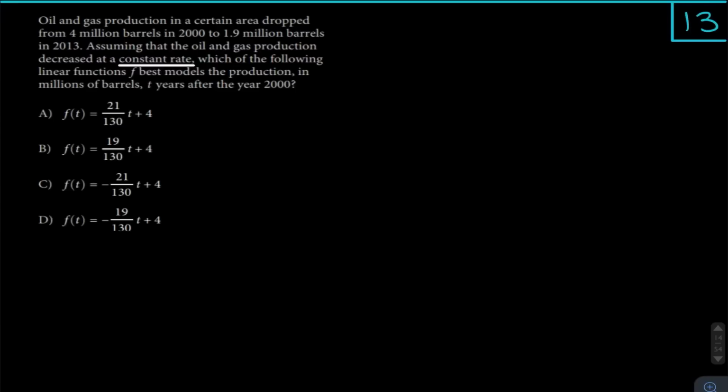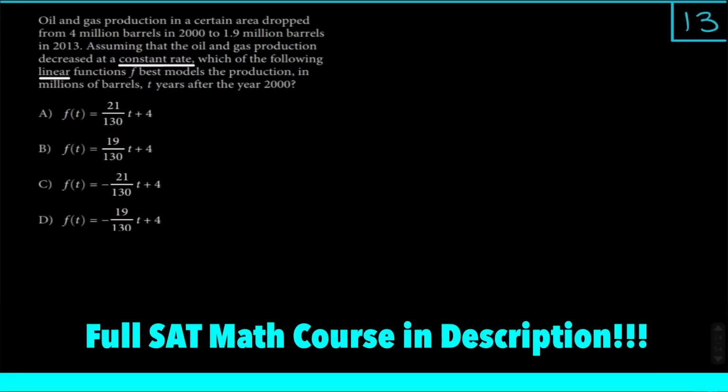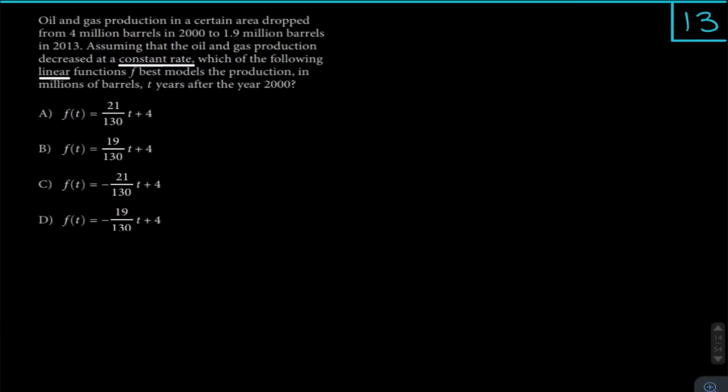So it says, assuming that the oil and gas production decreased at a constant rate, which of the following linear functions, and there you see line, right? The word line. And that would work with constant rate. Which of the following linear functions f best models the production in millions of barrels t years after the year 2000? Okay, so a couple things to note here. We're trying to find an equation to represent this decline, right? But it's exactly that. It's a decline. We're going from 4 million barrels to 1.9 million barrels, and that means that we're going to have a negative slope here. This line's going to be going down.